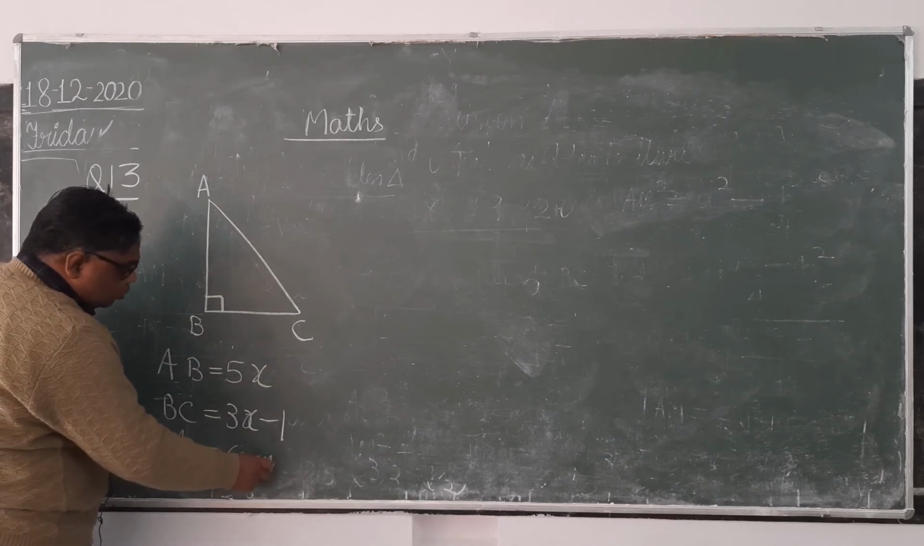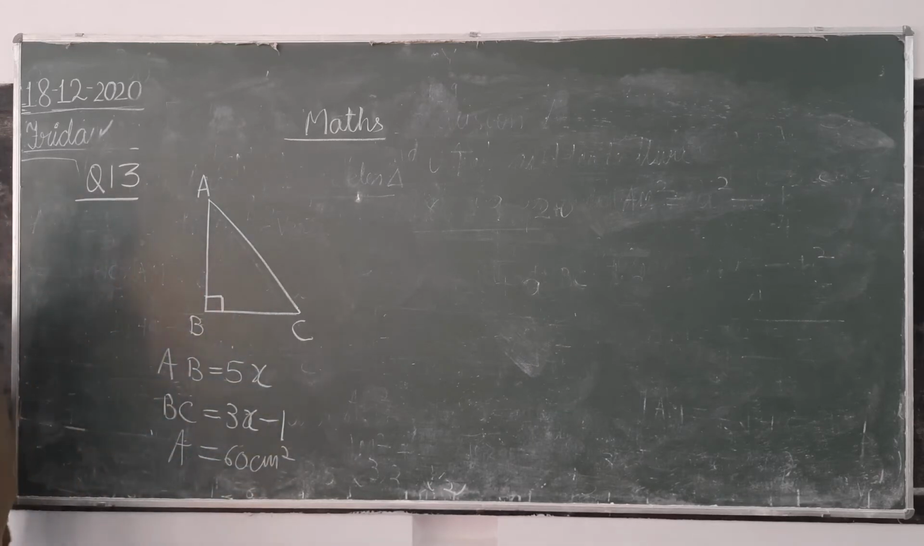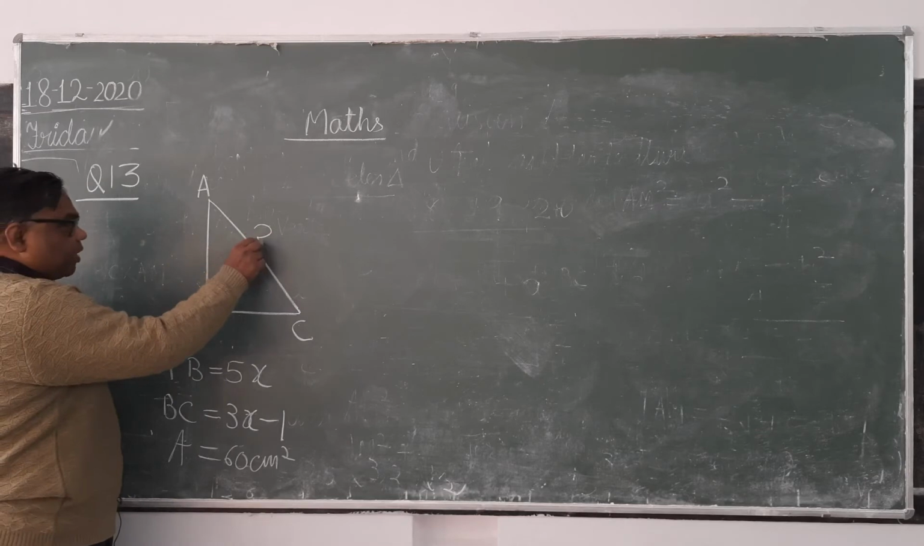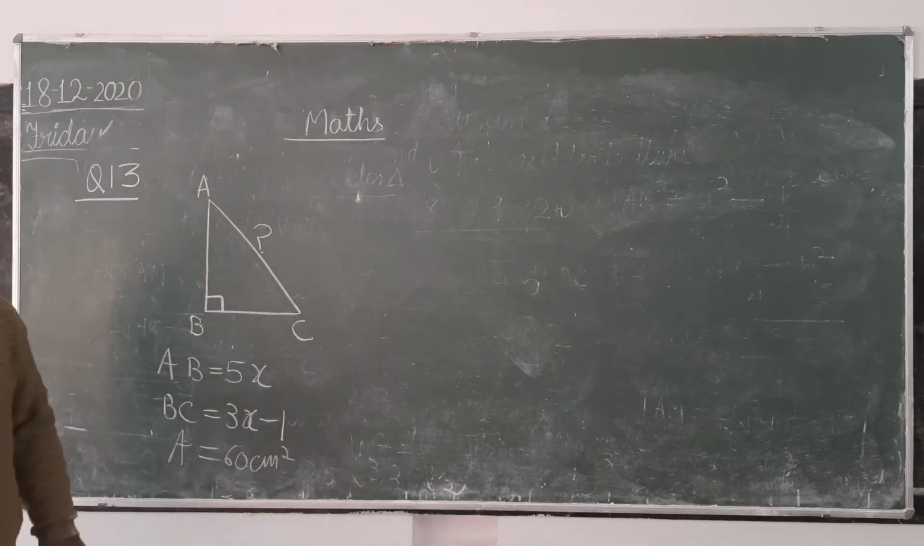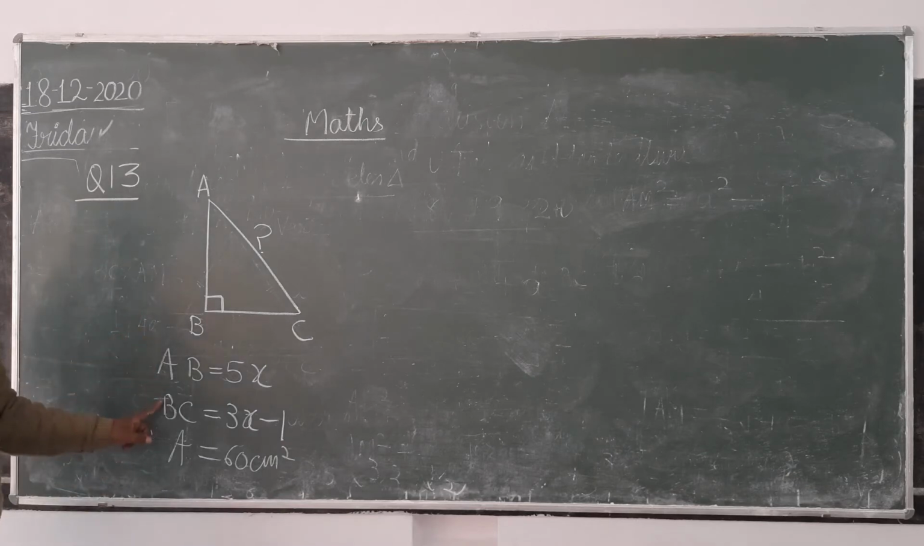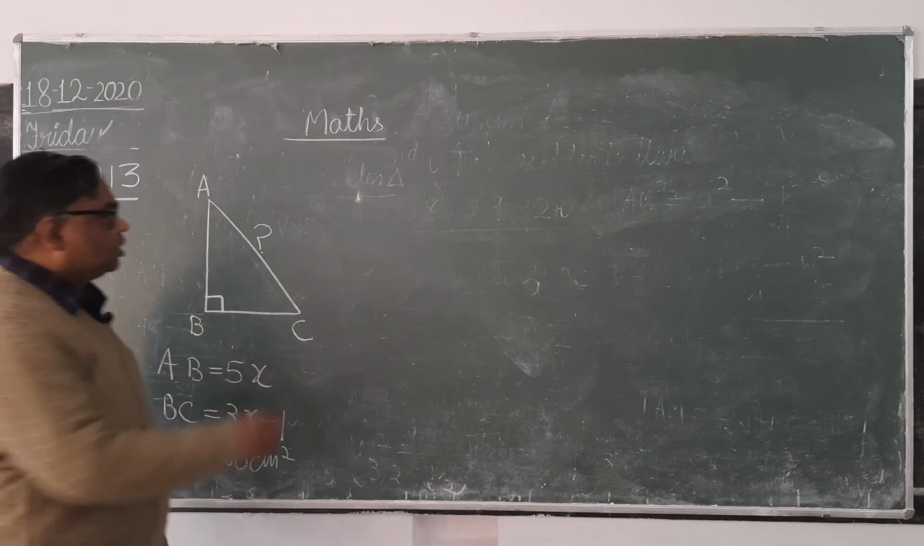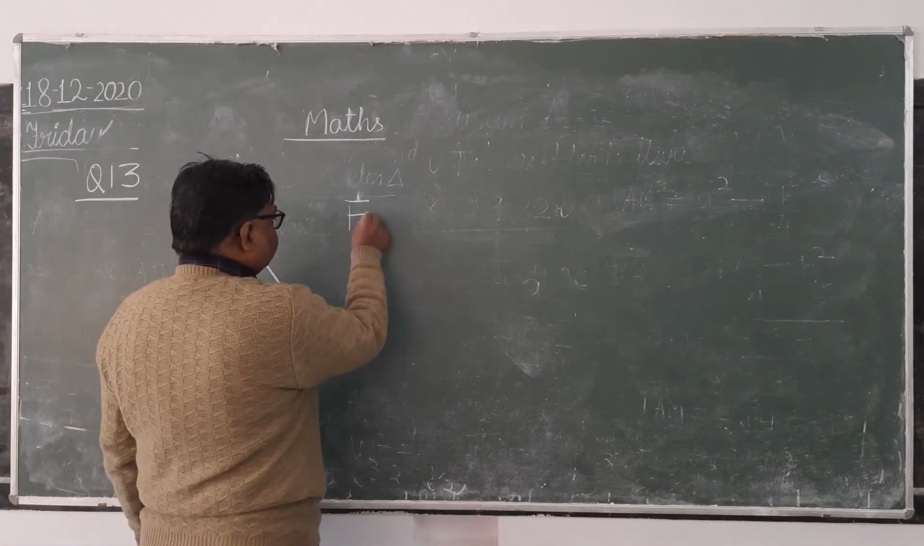Calculate the length of the hypotenuse if its area is given 60 centimeter square. Length of the hypotenuse, what is hypotenuse here? AC you have to determine. So what will you do? First of all, by using formula you will determine the area in terms of x.